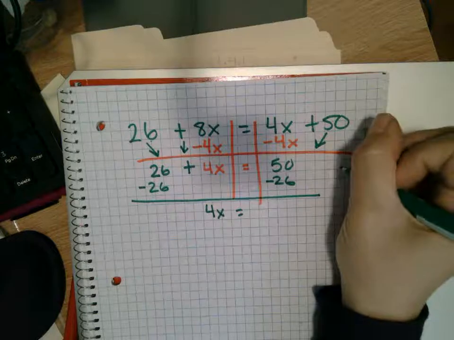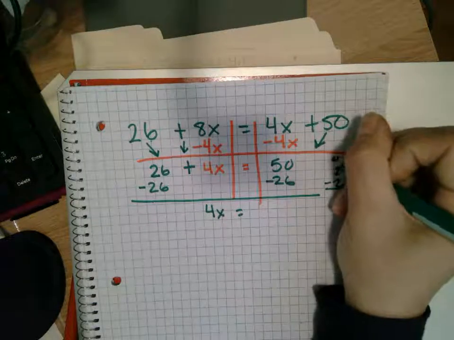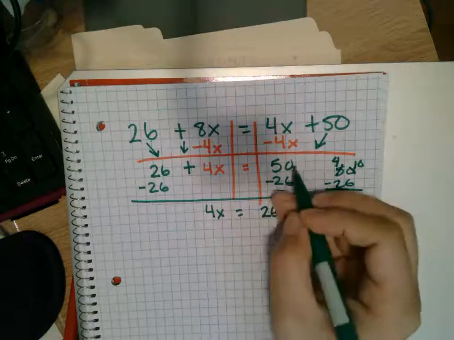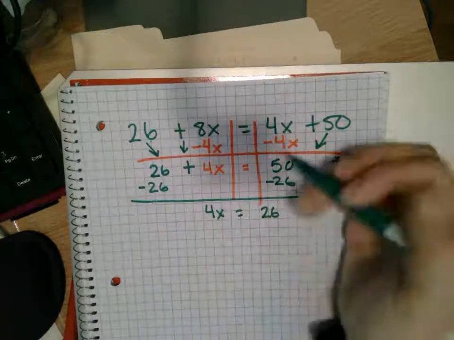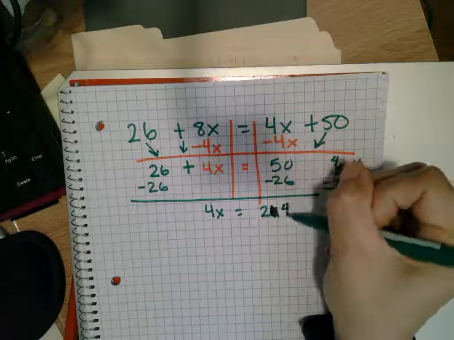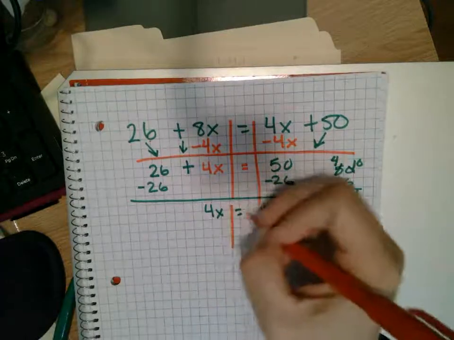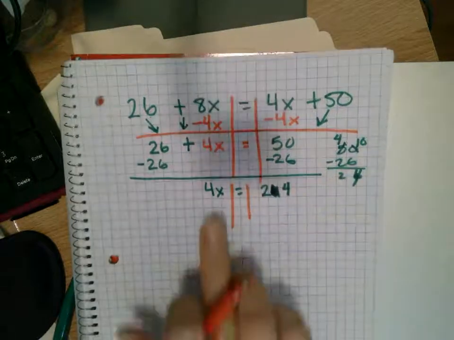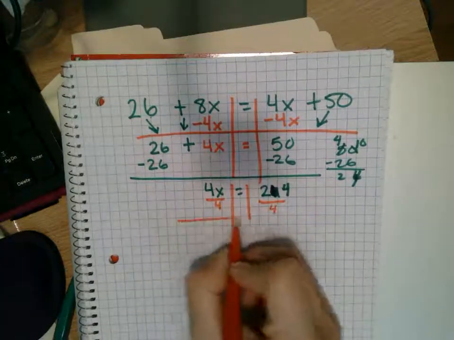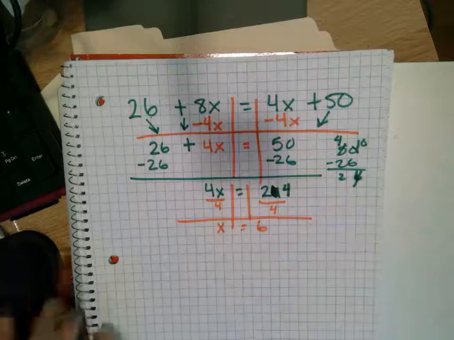If you want to go and borrow on the side, you can. You get 24. 50 minus 26 is 24. That should be a 4. Woo, good thing I was paying attention. I'm going to draw my bars. And last step to get x by itself is to divide by 4. Divide by 4. X equals 6.